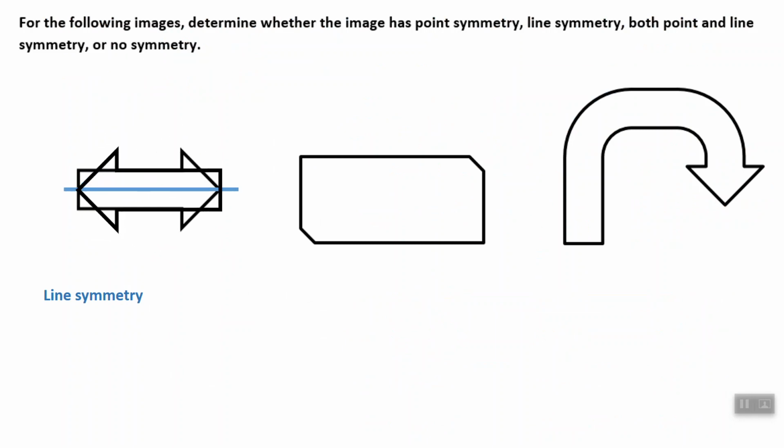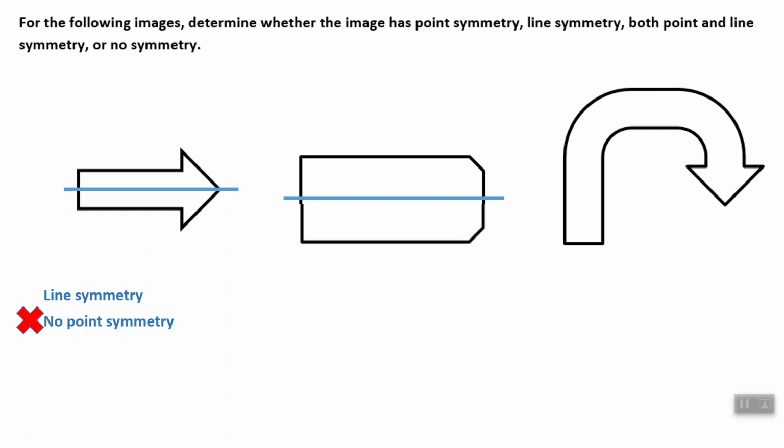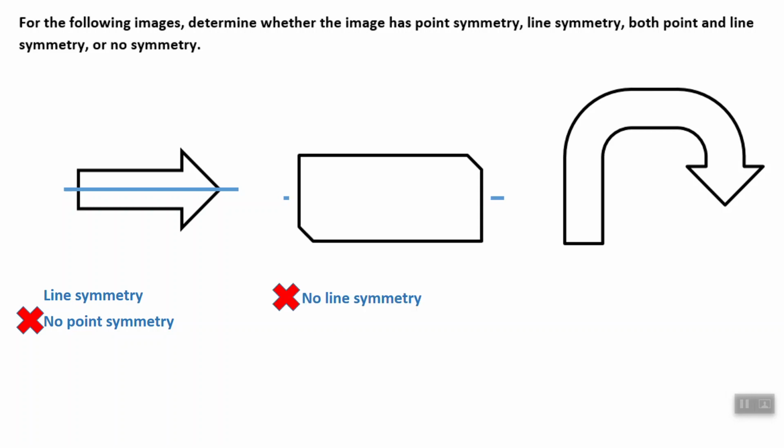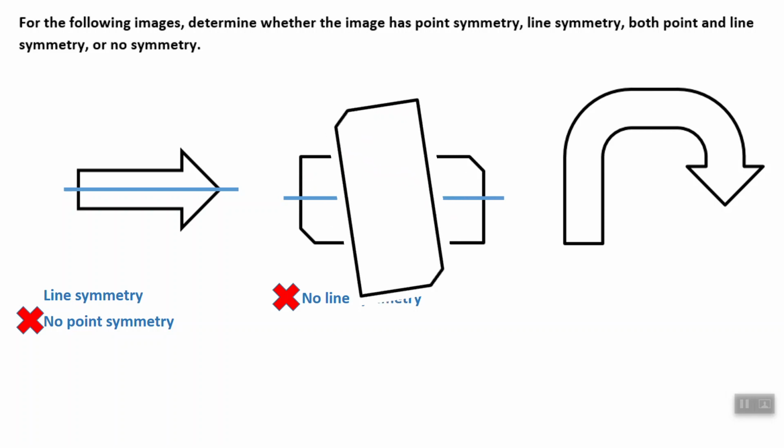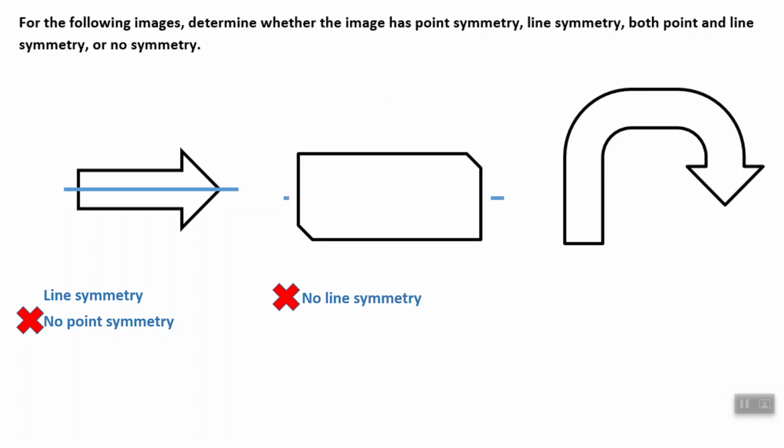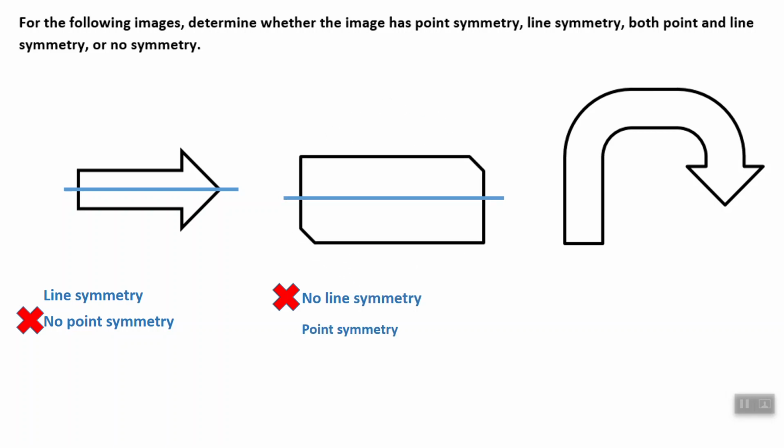But when I flip it upside down, it's not exactly the same. So it has no point symmetry. For my next figure, that doesn't work. I see if I folded this, the chips would be in different corners. So there's no line symmetry. However, if I flip it upside down, perfect match. I can see that it does have point symmetry.